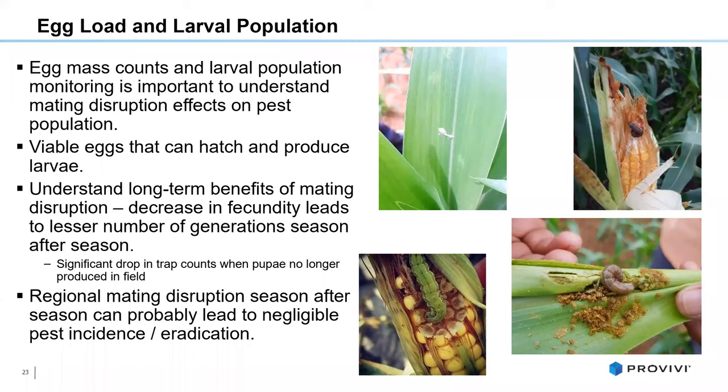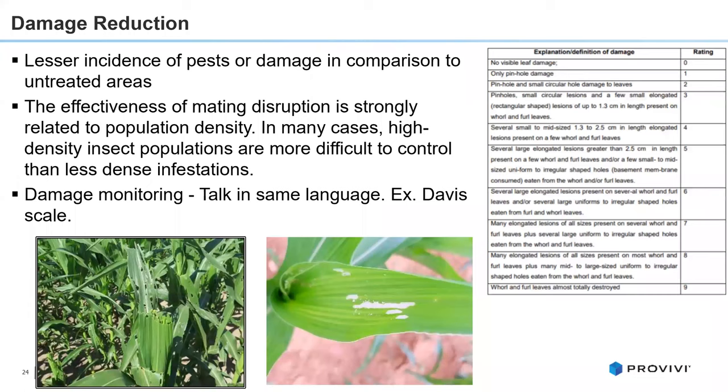So these are all the several parameters, and the other parameters include damage reduction. We need to talk in the same language as the Davis scale. We use a Davis scale of 0 to 9, 0 being no leaf damage at all, and 9 being the whole whorl or four leaves mostly destroyed. So we go and look at the damage reduction due to mating disruption. The lesser the incidence of pest, the less the damage. So it should directly correlate between mating disruption, or a lesser number of moths mating, and the damage reduction that we see in the fields.